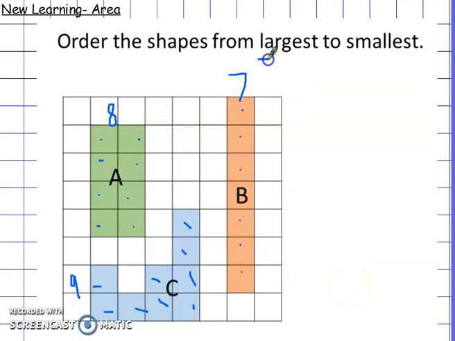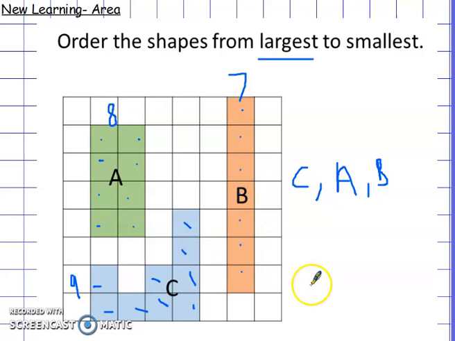So which is the largest shape? C. Which is the next? A with 8. And the smallest one is B. And that's how I'd order it in my book. C, A, B.